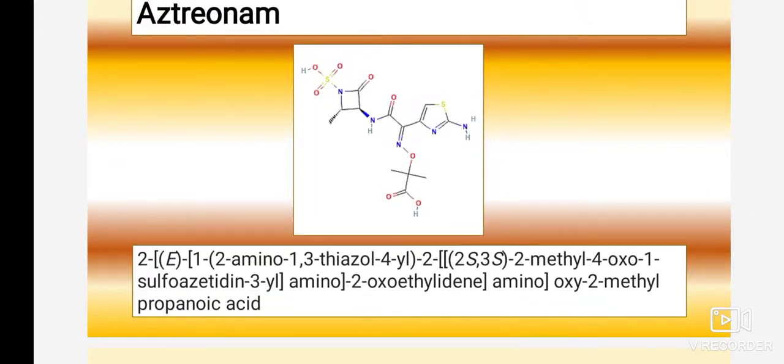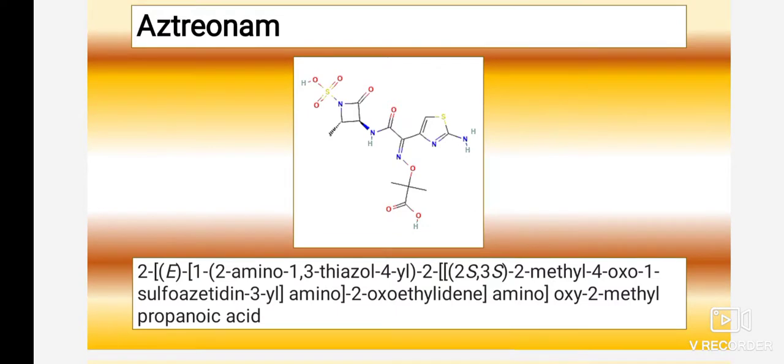From a nomenclature point of view, it is a 2. At second position there is a substitution of 1-(2-amino-1,3-thiazol-4-yl). You can see there is a presence of a thiazole ring. The thia and aza groups are present at first and third position, so it is a 1,3-thiazole. Substitution of the ring is done at fourth position, so it is a 4-yl. And at second position there is a presence of an amino functional group. So 2-amino-1,3-thiazol-4-yl is a substitution which is present at the first position.